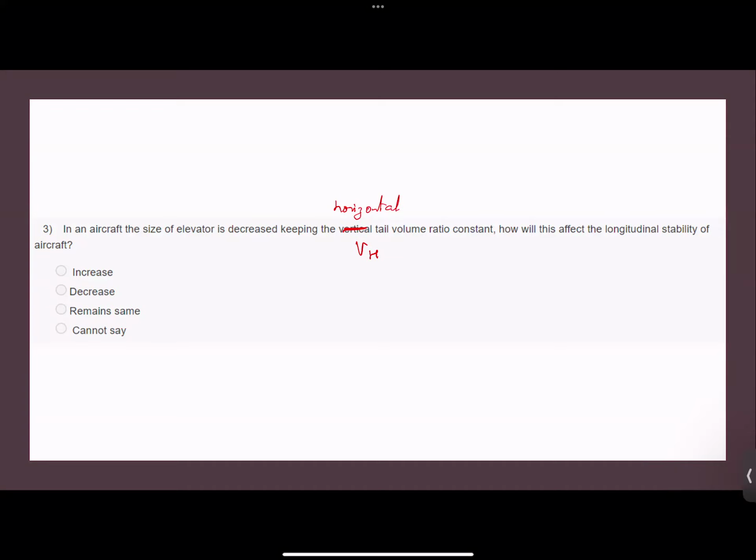Just try to see that. Just look at the equations for CM and just see the CM alpha terms and see if you can get some hints.